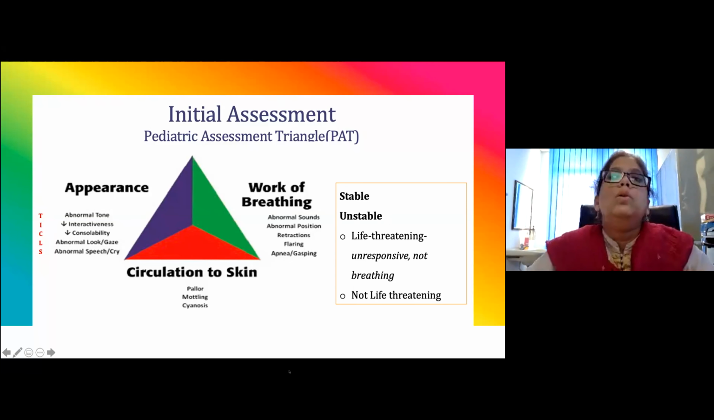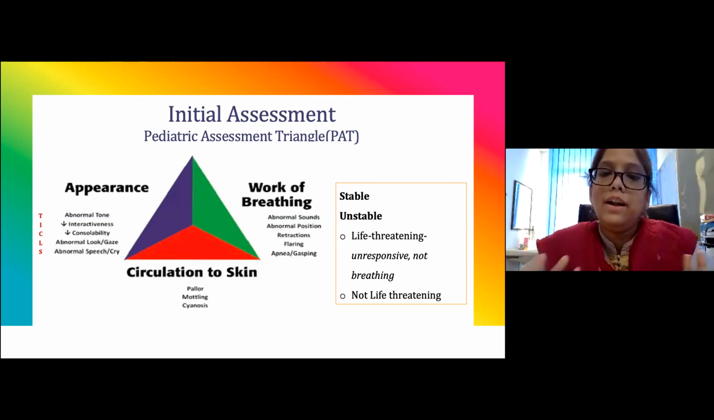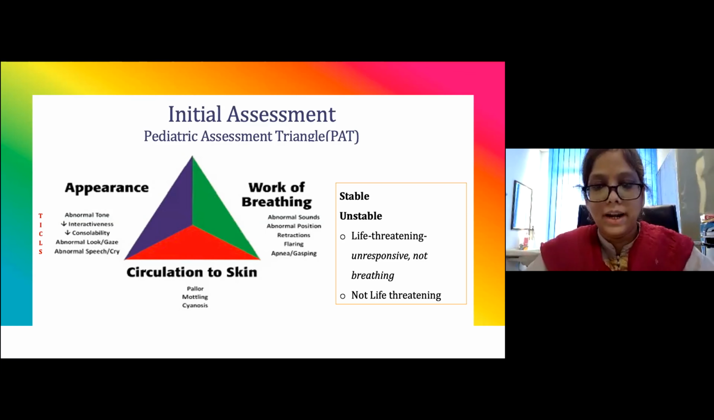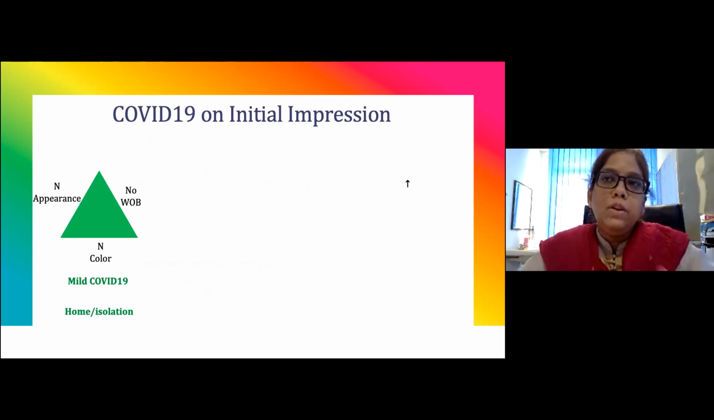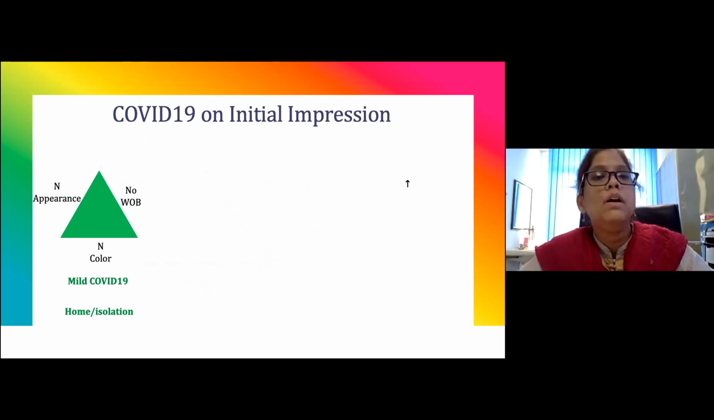So just by the look of the child and his sounds, if he is making anything, you will be able to know that this child is stable or unstable. So even if you can identify that much, that will help you in deciding the further thing, whether he requires admission or whether he does not require admission and further management. So this is very important. If you understand this, that is okay. So I just made it very simplified, but permutation and combination can happen.